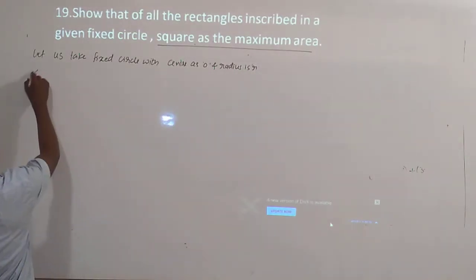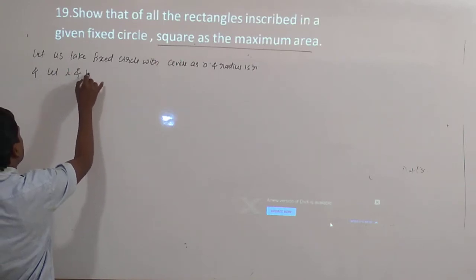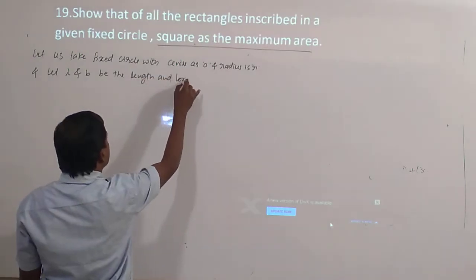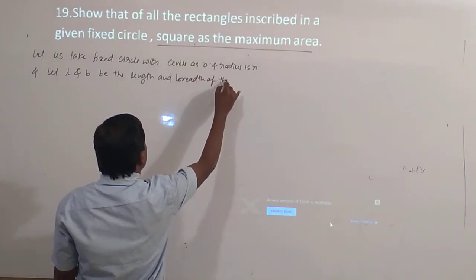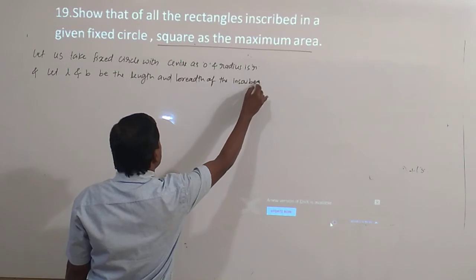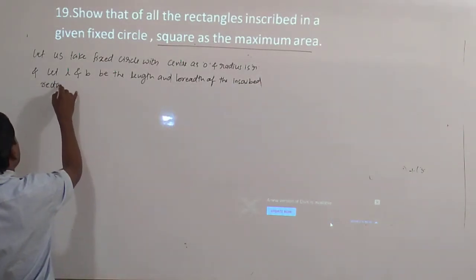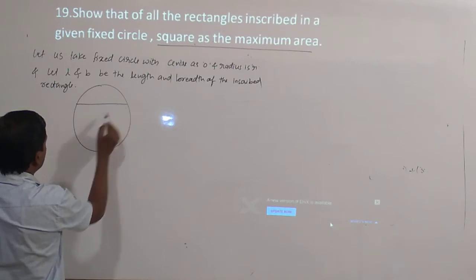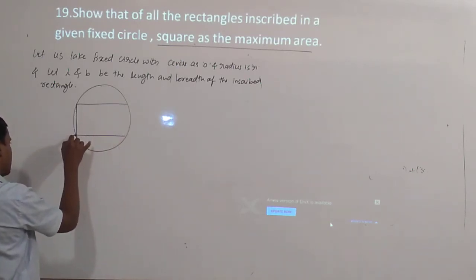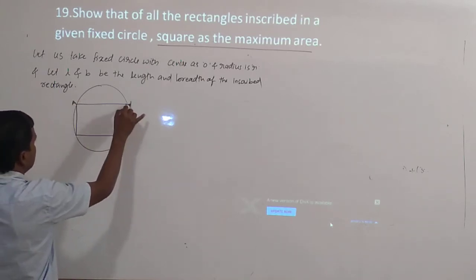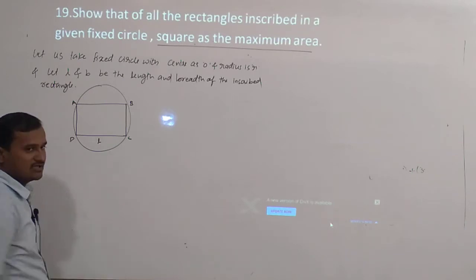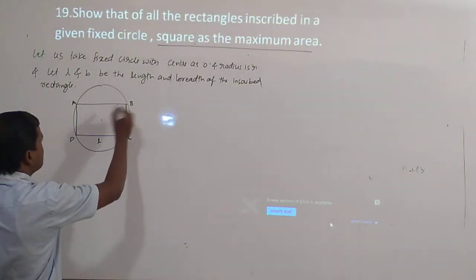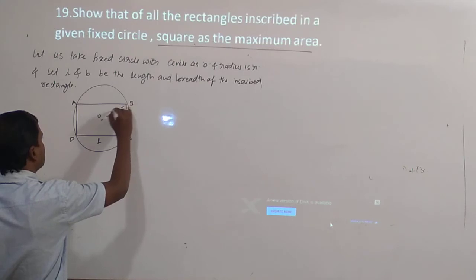Also let L and B be the length and breadth of the inscribed rectangle. So here we take a circle and we are going to inscribe a rectangle, that is ABCD. Here it is length L and here it is breadth B, and here it is the center O, and here we will take this as a radius.